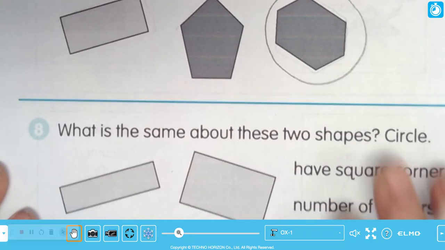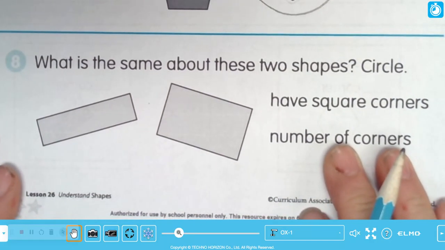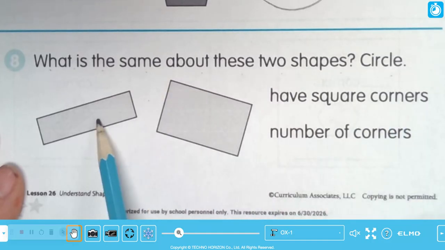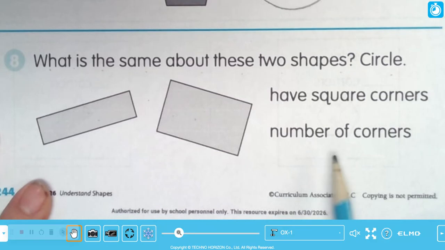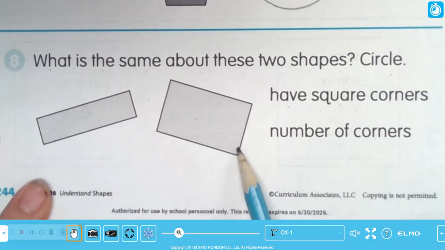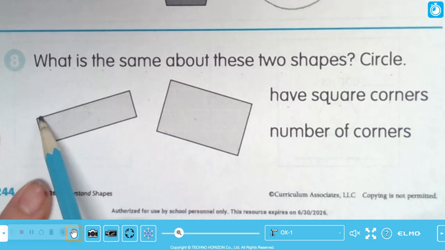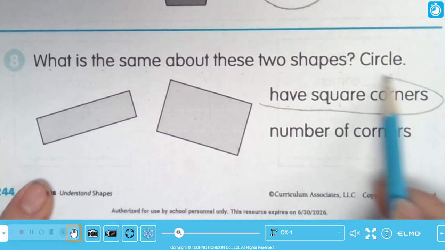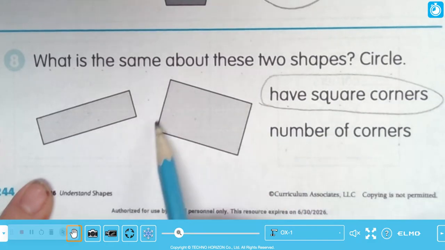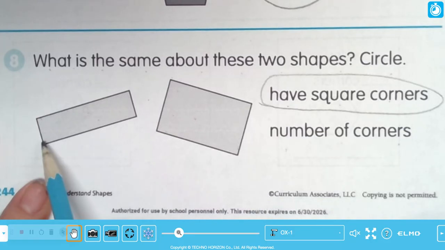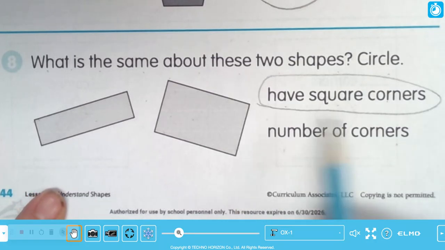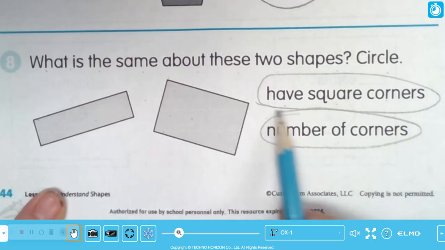Okay, ready to do this one? What is the same about these two shapes? Circle. See these two shapes? How are they the same? Do they have square corners? Yes, this one has square corners, and this one does too. So I'm going to circle that one. Number of corners? This one has 1, 2, 3, 4, and this one has 1, 2, 3, 4. So do they both have the same number of square corners? Yes, they do. So we're going to circle that.